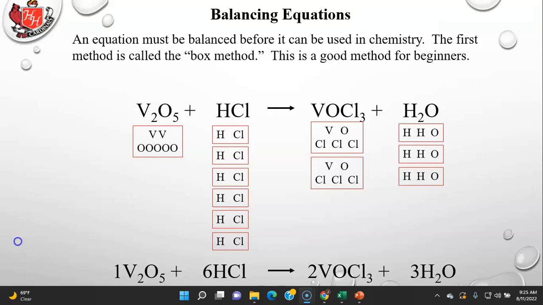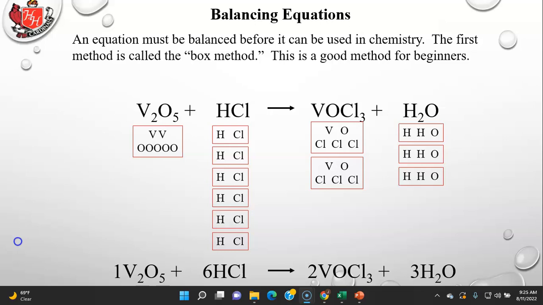Okay, so let's be sure this is in balance and we understand why. Over on the left you have 1 in front of the V2O5. That means you have 1 V2, that means you have 2 atoms of vanadium, V. And if you go over to the right side, you have a 2 in front of VOCl3. That means you have 2 atoms of V. So 2 on the left, 2 on the right.